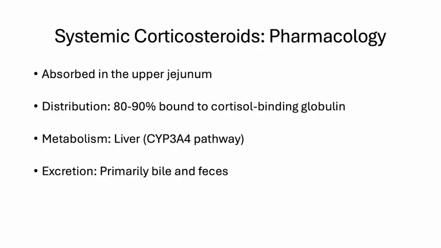Next, we'll talk about the pharmacology of these medications. They're absorbed in the upper jejunum, with 80 to 90% of the medications being bound to cortisol-binding globulin in the bloodstream. They're primarily metabolized in the liver via the CYP3A4 pathway, which we'll talk about, and excreted through bile and feces.